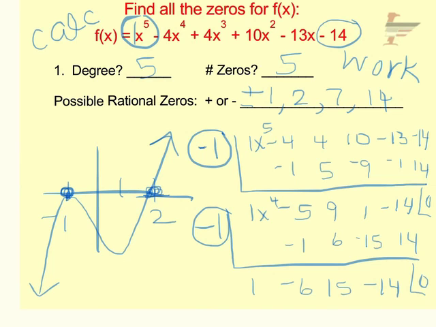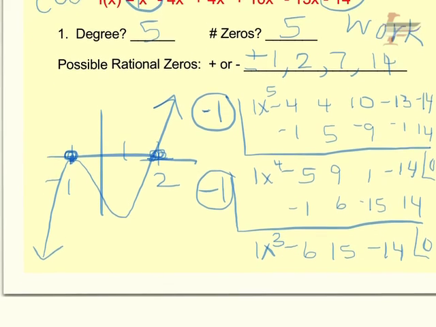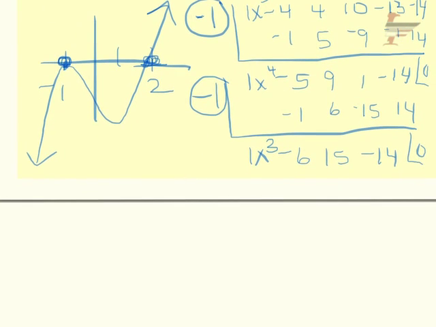Now, I've used it twice, and I told you if you have a repeated solution, it's not going to work more than twice. So I am done with -1, and I'm down to a cubic, right? Because I did synthetic starting with fifth degree, did it once to get down to fourth degree, did it again, and now I'm down to third degree. So what am I going to do? I'm going to keep going. Like I said, this problem gets really big. I know that my other solution is at 2, so I'm going to do it again using 2.